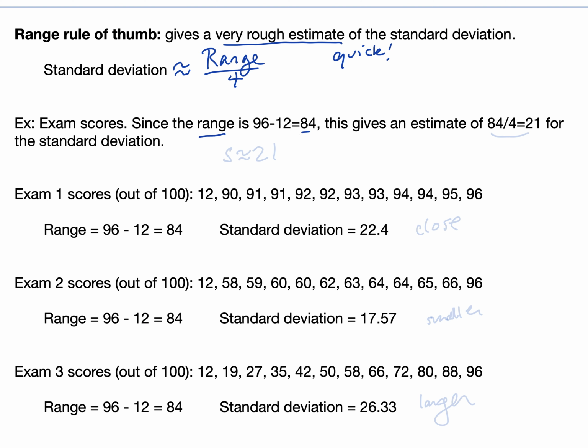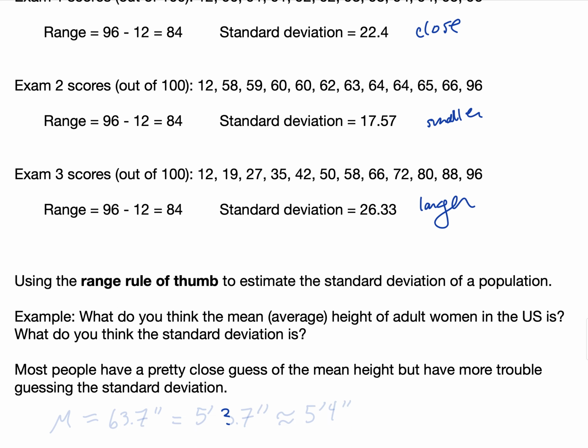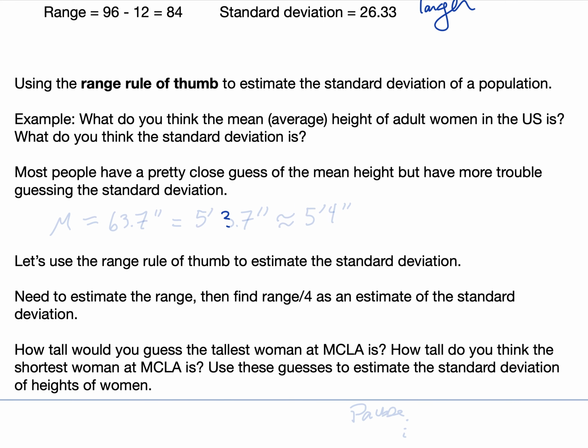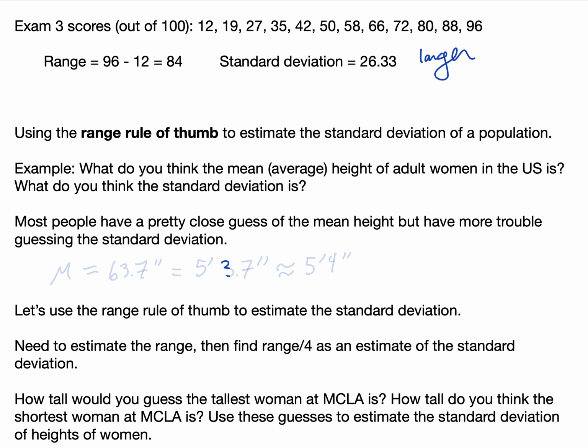But note that it's not a terrible estimate, especially given that a lot of people have a pretty good feeling about the mean as a measure of center, like guessing what an average or a mean might be for a set of data. A lot of people have less of an intuitive sense of the standard deviation, like how large a standard deviation, a measure of variation, might be for a set of data. So this can be a useful, quick estimate.